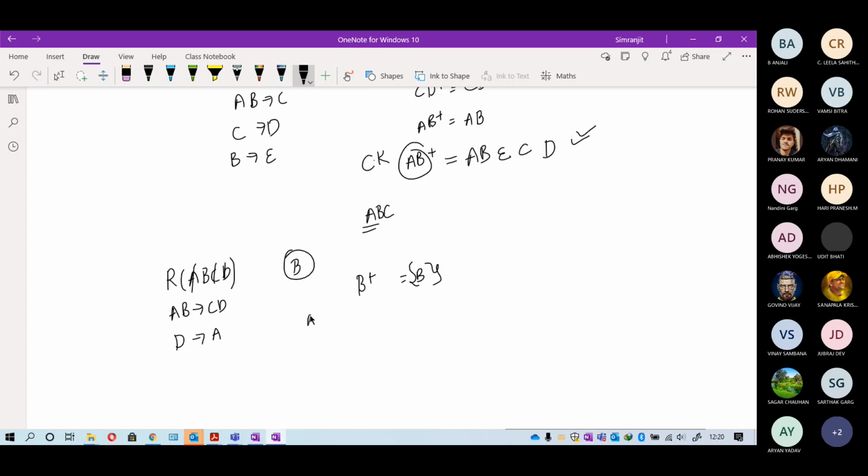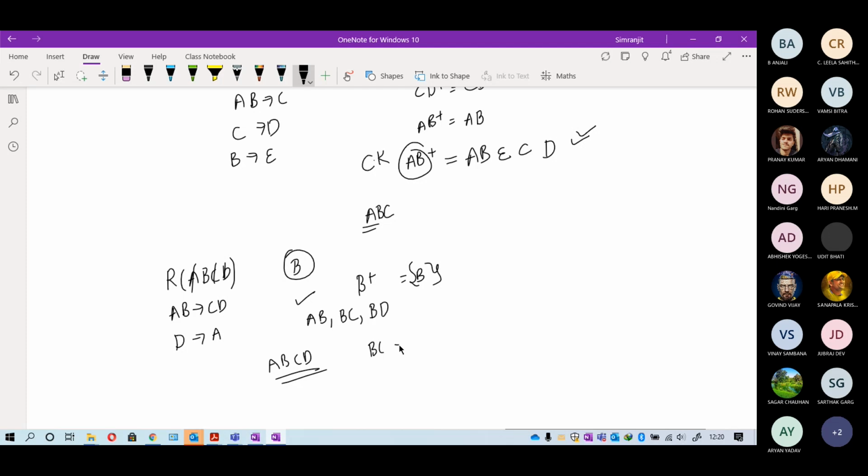Okay. You can try AB, BC, BD. I think those are the combinations of length two that are possible. AB, BC, BD. Okay, so B has to be a part of the key. I cannot do anything alone. So if you take AB, it will extract out CD. Okay, so AB is a key here. There is no problem in that.